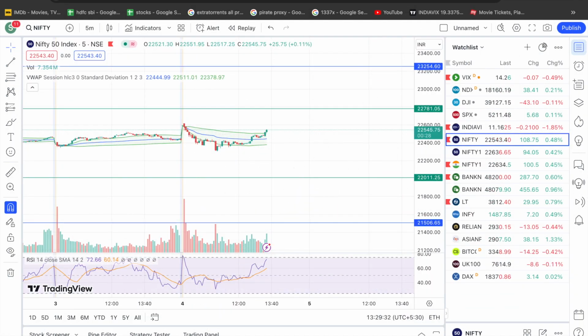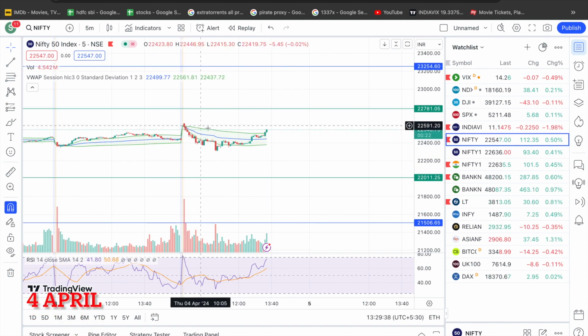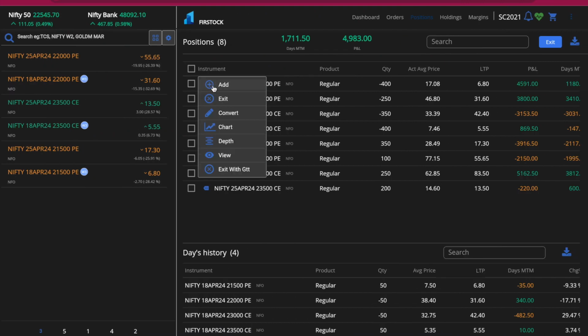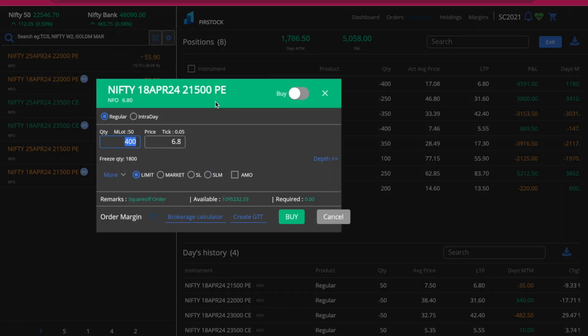4th of April, 1:29 p.m. Okay, it's still on the same day, and the market is going up. So it started at 22,600, and now it is going back up. What we can do here, we can exit this for another 100 quantity probably. Okay, and this goes at 6.8.